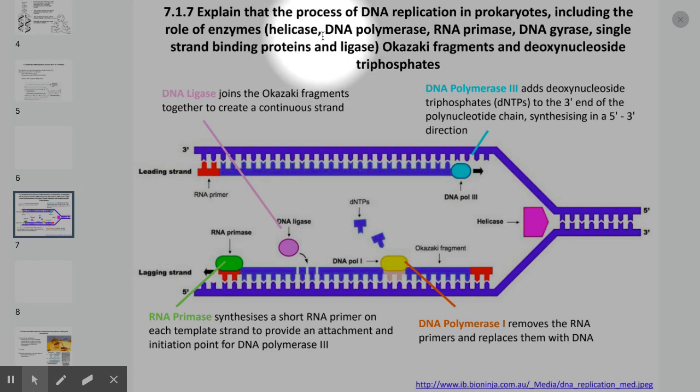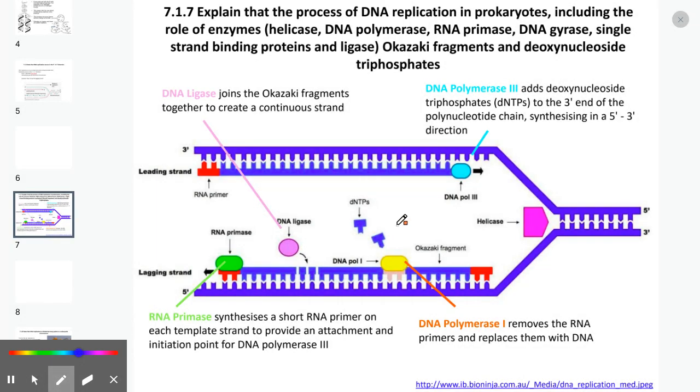So helicase has a special job. There's two different types of polymerases that we're going to talk about. RNA primase, what does it do? DNA gyrase, these binding proteins, which really aren't enzymes, ligase, and then these Okazaki fragments that are created, and the role of this type of nucleotide. So I'm going to use this slide just to explain it because they did a nice job here, I think, as far as the image, and we'll just use it.